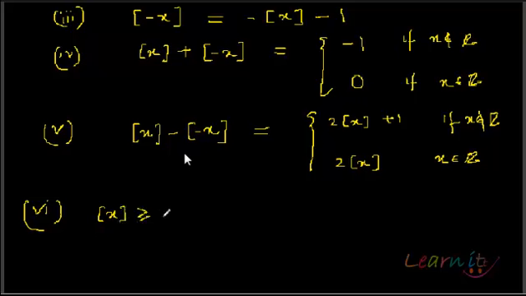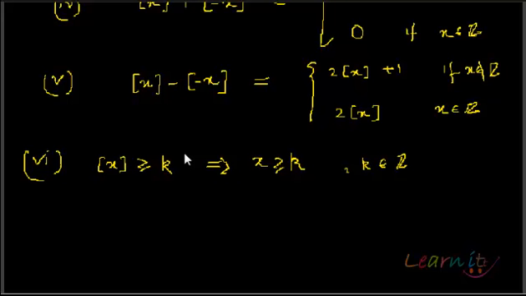We will be looking at these properties in detail. Let me just write these properties for you in this video. Greatest integer function x greater than or equal to k would imply that x is greater than or equal to k, where k is an integer. So if 2 is the greatest integer function and it's greater than or equal to k, then of course if x was 2.3, 2.4, it would have been greater than k, right?